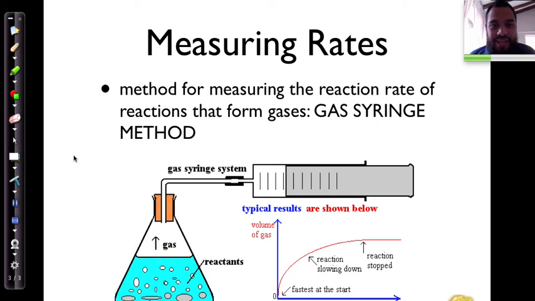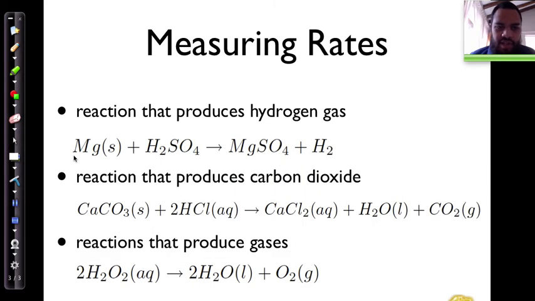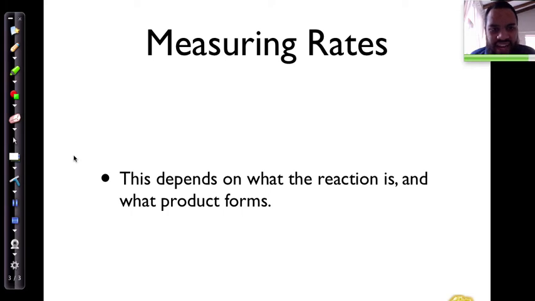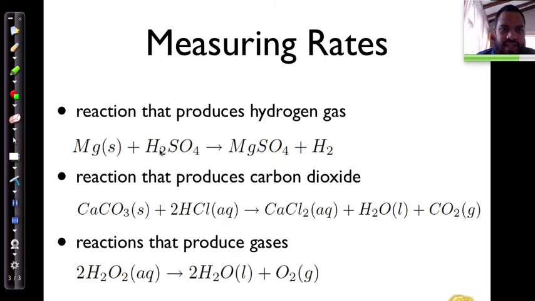Let us look at measuring rates, right? And so I'm going to go one or two slides back, and as you can see over here, when we talk about measuring rates, this really depends on what the reaction actually is and what product is formed from that reaction, right? So let's go to the next slide.